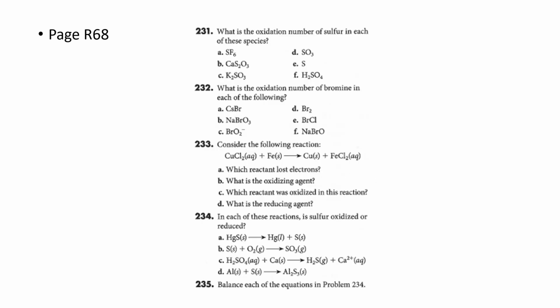Now moving on to page R68, we're starting to look at some redox, oxidation states. Okay, so 231, what is the oxidation state or oxidation number of sulfur in each of the following species? So they're identifying sulfur as the need here, but it's good practice to be able to identify all of our oxidation states. But in this case, SF6, when we have something like fluoride, fluoride is going to be a -1.